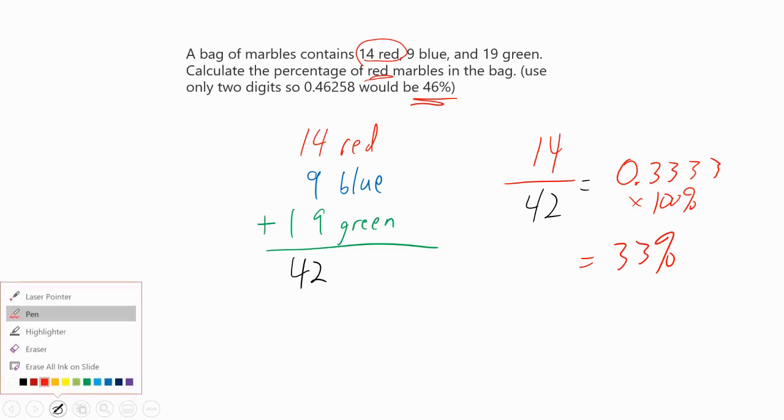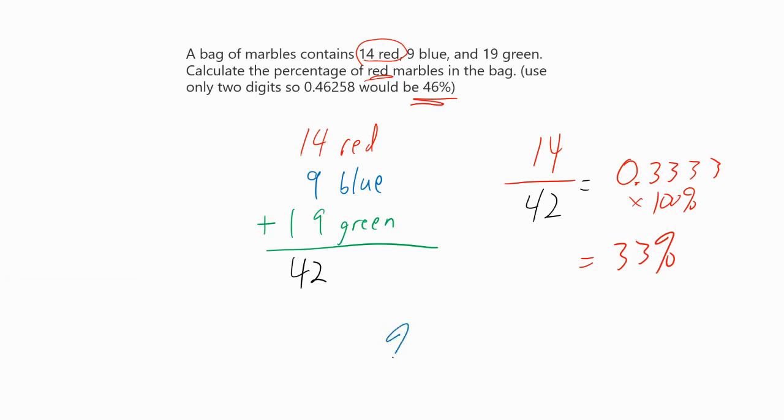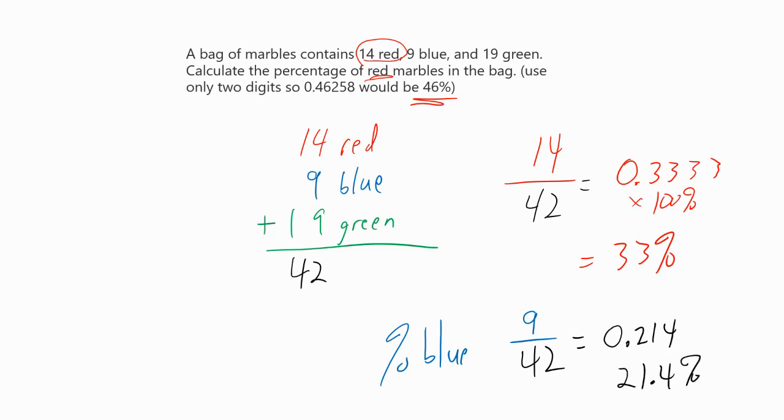Likewise, if we wanted to find, for example, the percent blue, this is just an aside, right? We would have taken the 9 and divided it by the total of 42. And that's how we would have gotten percent blue. So 9 divided by 42 is 0.214, which is 21.4%. Okay.